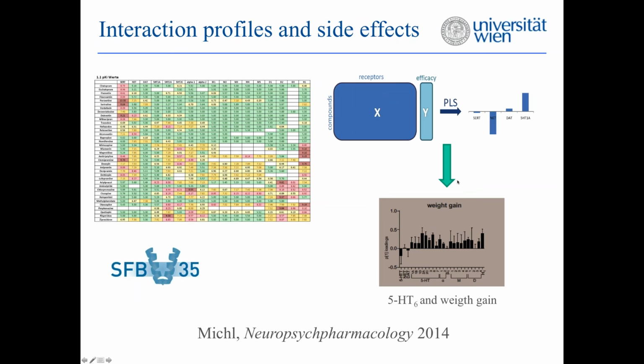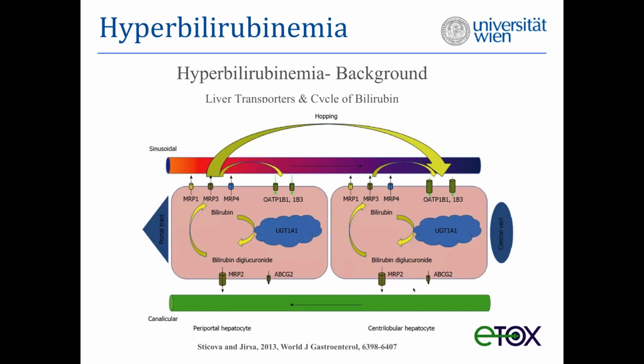When you get a model, you can trace it back. And the cool thing about OPLS is that you get the individual contribution of each of your variables. So you see the interaction profile which leads to the side effect. And there we could somehow extract out of the data a link between 5-HT6 inhibition and weight gain. Another use case is hyperbilirubinemia. This was done by Eleni in my group.